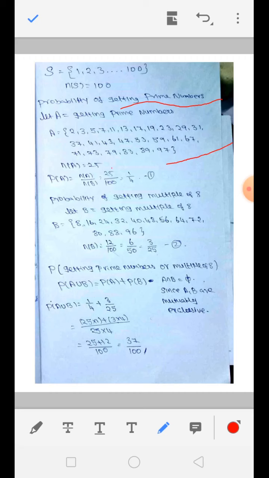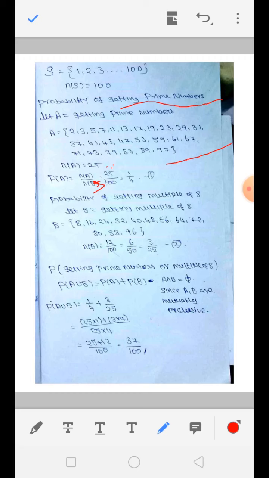So after finding n of A, I want to find the probability of A. That means P of A, P of getting prime numbers. So P of A is equal to, the formula is number of A divided by number of S. So that is S. The number of A value is 25, divided by the number of S value, which is 100. So I cancel it, 1 by 4.